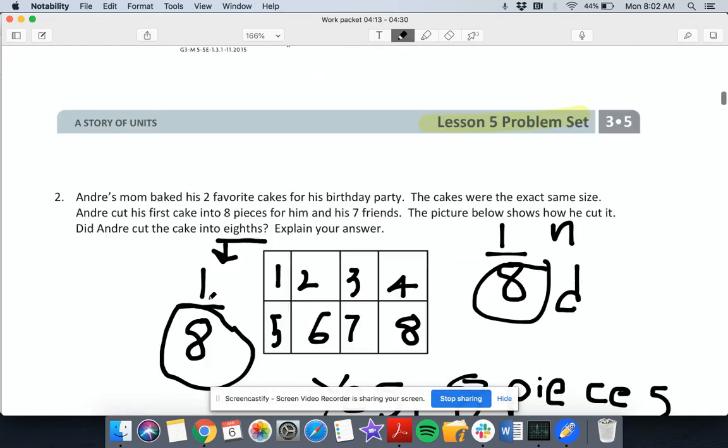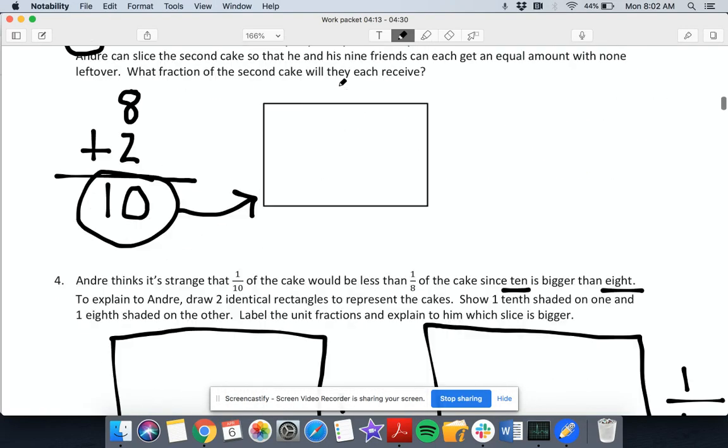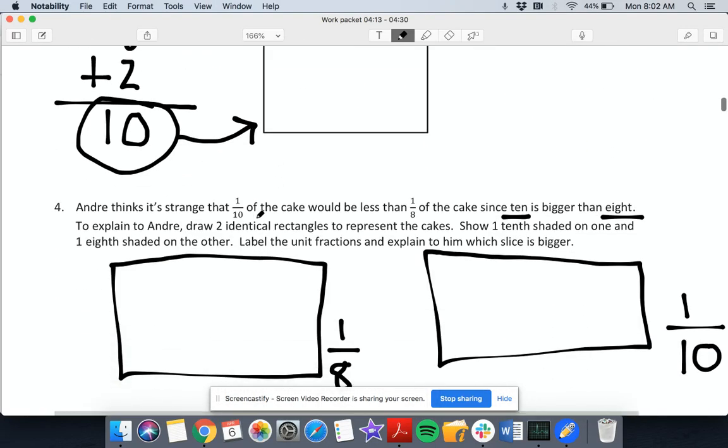Okay, so your job right now is to do the rest of the first page on your own, and then these 2 pages on your own.